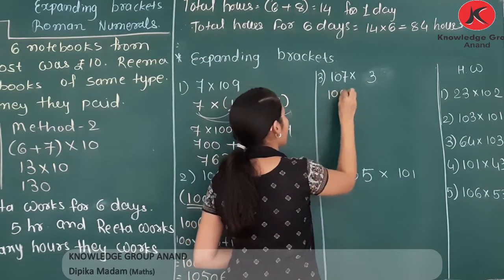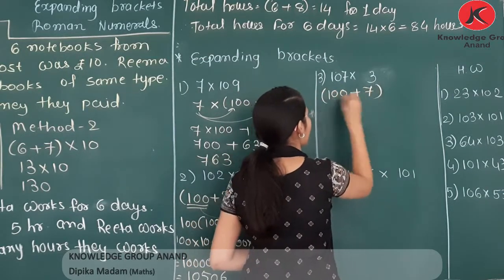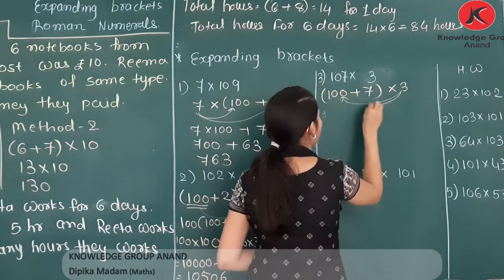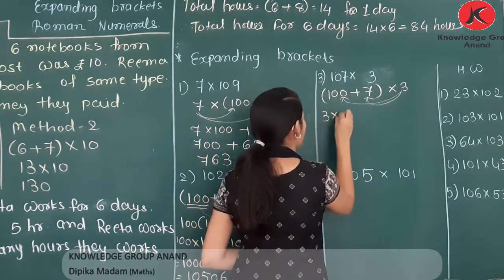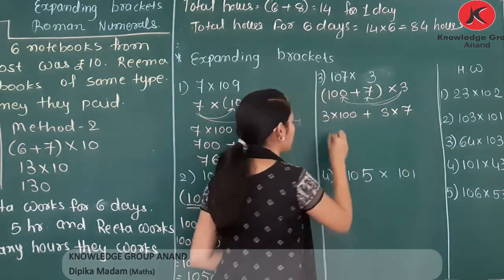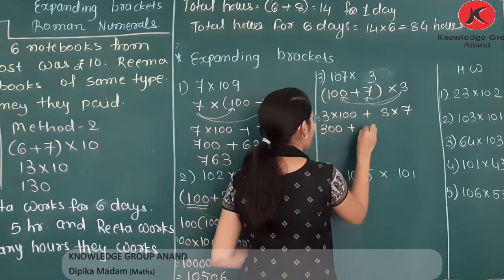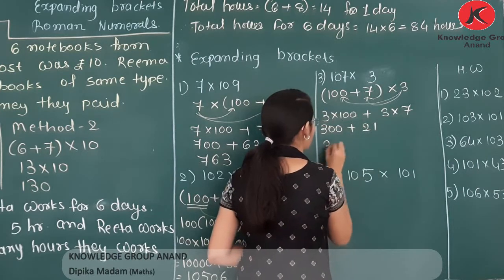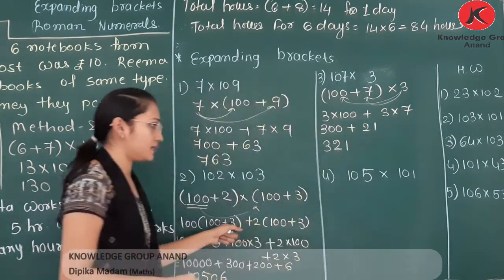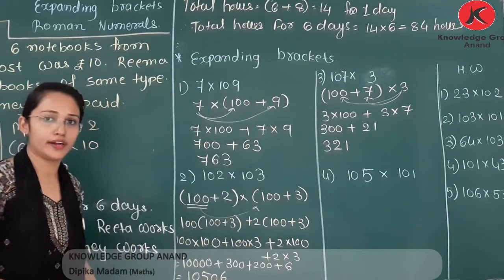Next example, 107 multiply 3. You can split 107 as 100 plus 7, multiply 3. 3 is multiplied with 100 and 7. So 3 multiply 100, 3 multiply 7. So 300 plus 21, 321. Same, this example is like 102 and 103.